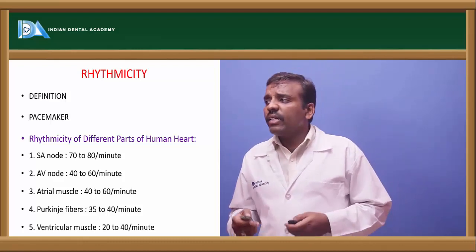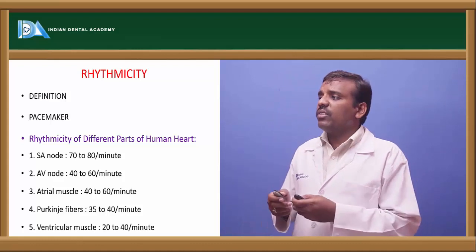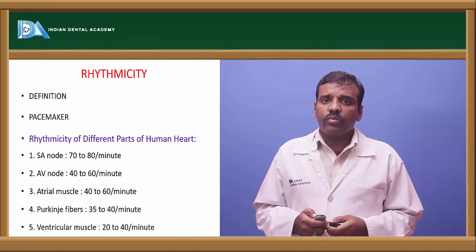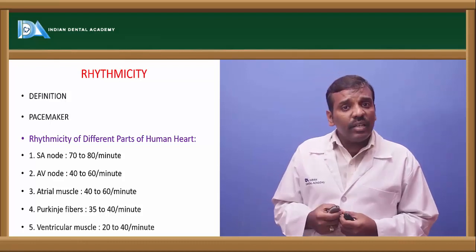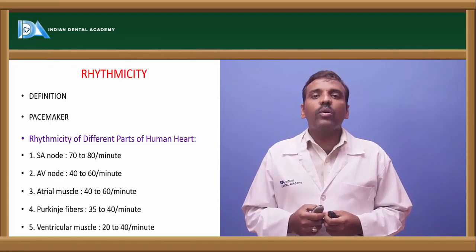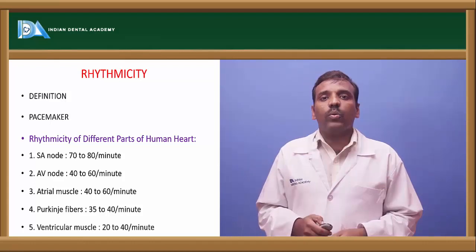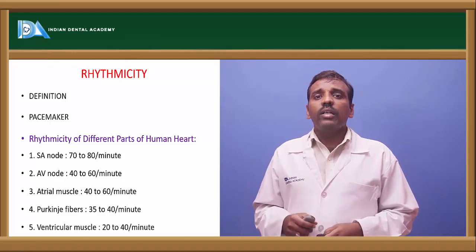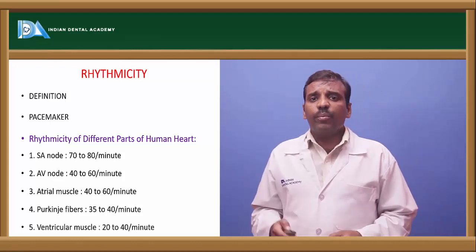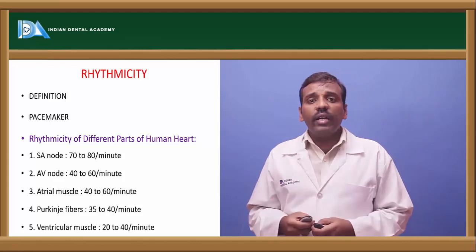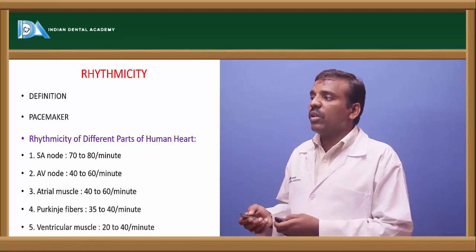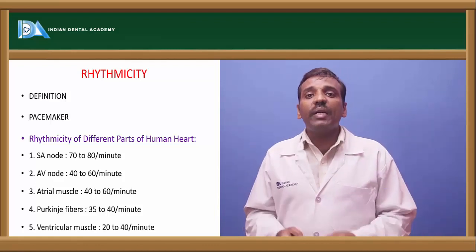And here, the rhythmicity is in different phases in the human heart. The SA node is the pacemaker of the human being. SA node is nothing but the sinoatrial node. Okay, so when this sinoatrial node is the pacemaker, it generates the impulses, and the heartbeat is about 70 to 80 beats per minute.